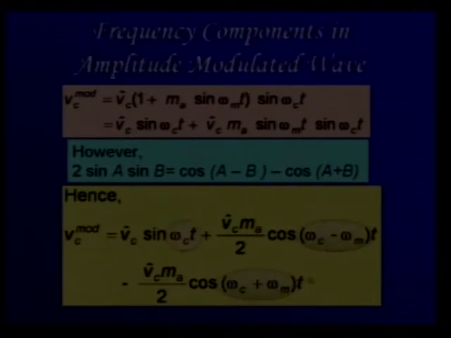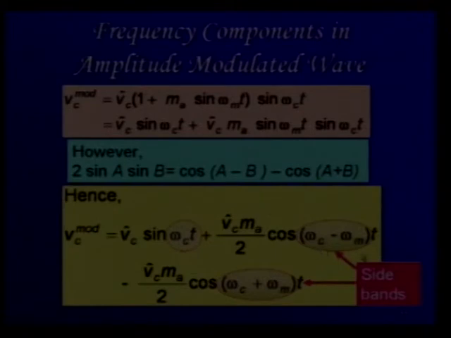We started with two distinct frequencies, omega c and omega m, and the resultant signal that we are getting is a combination of omega c as well as omega c minus omega m and omega c plus omega m. We have generated two new frequencies. These two added frequencies are called sidebands or sideband frequencies.